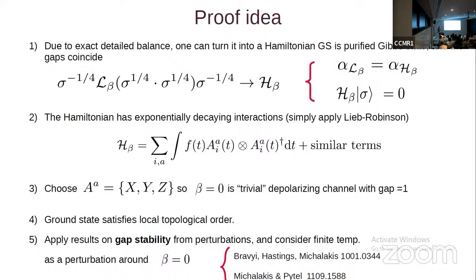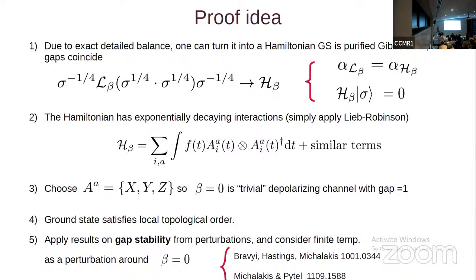Okay, so we get this family of Hamiltonians that are defined on the same Hilbert space with some parameter beta, which encodes the temperature. And we have the property that the purified version of the Gibbs state is the ground state of this Hamiltonian. It's also frustration-free, and the energy is zero. The nice thing about this Hamiltonian is that it has exponentially decaying interactions. So even if it's not strictly local, it has exponentially decaying interactions.